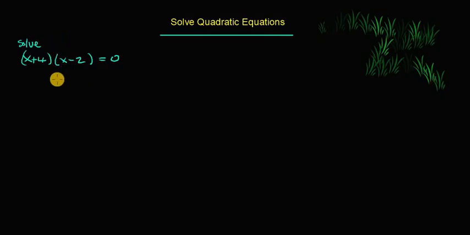Hello, one of the key skills you are going to need to solve quadratic equations is to be able to solve products of terms like this, where x plus 4 is multiplied by x minus 2, and the product is equal to 0. And the way we solve these is we know that this bit here, x plus 4, is equal to 0, or this is equal to 0. We know that has to be true. So we write x plus 4 equals 0, or x minus 2 is equal to 0.